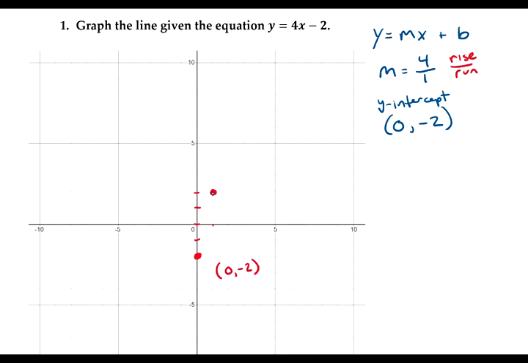That second point looks like it's at 1, 2. 1 on the x-axis, 2 on the y-axis. And once we have 2 points, that is enough to generate the graph of the line. So this is the graph of the solutions to the equation y equals 4x minus 2.